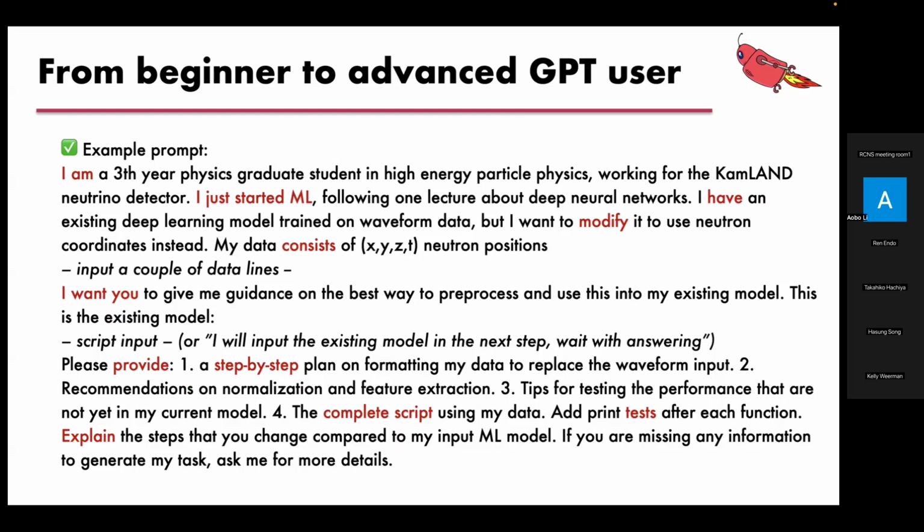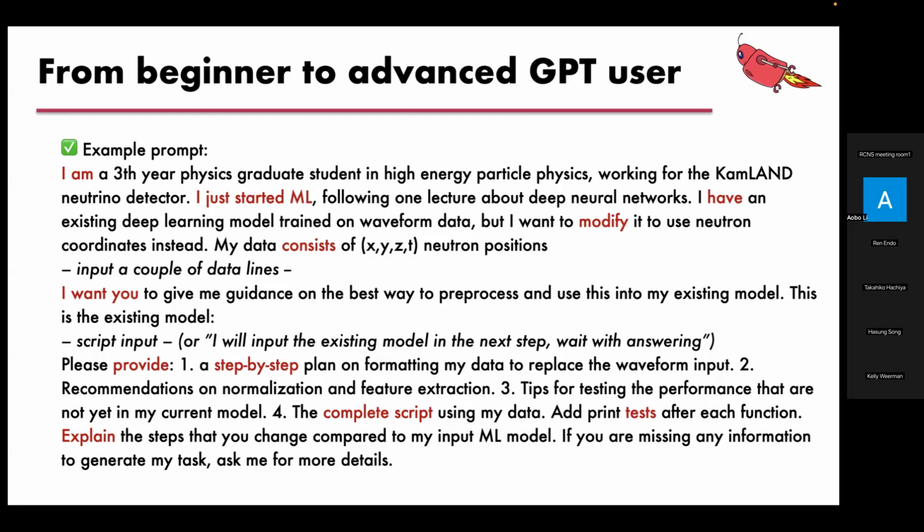Then I tell it what my data consists of, so X, Y, Z, T neutron positions. And I input a couple of my data lines. I like to do this because then ChatGPT sees exactly what, for example, every branch is called or that kind of stuff. So what I'm now asking GPT is, I put in this FCNet neural network that you guys are all running, but I want to put in my own data instead of the waveform data. And that's why I give it some of my own data lines.